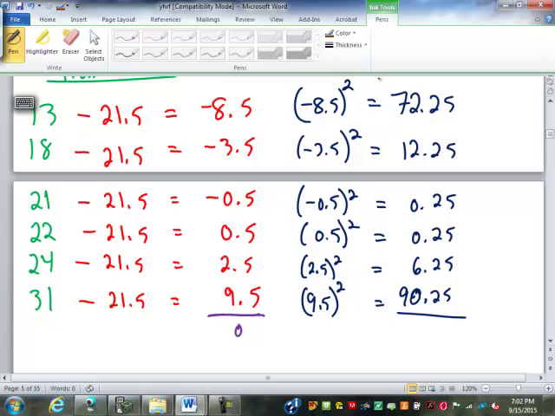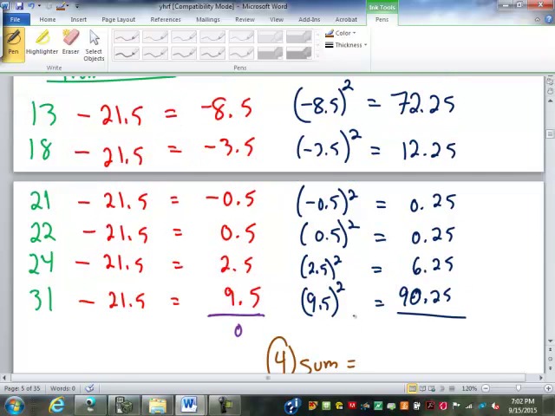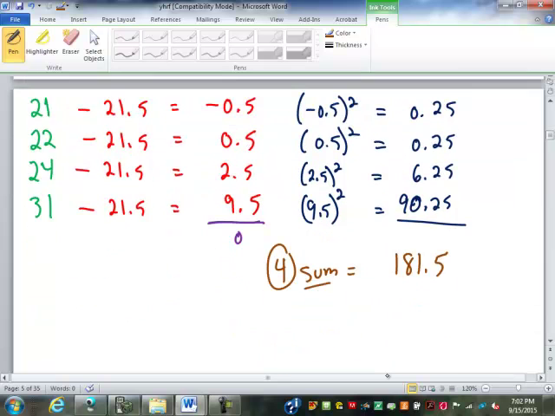Once we square each of those numbers, step 4 is to find the sum. In other words, add them all up. What do we have there? 84, 90, 180. Looks like 181.5. Again, somebody double check me just to make sure. Yeah, I'm pretty sure that's right. 181.5 is my sum.